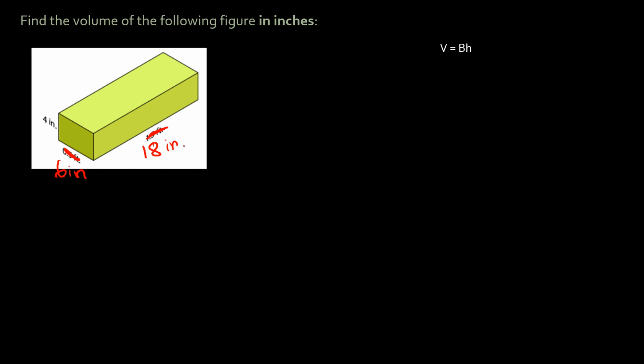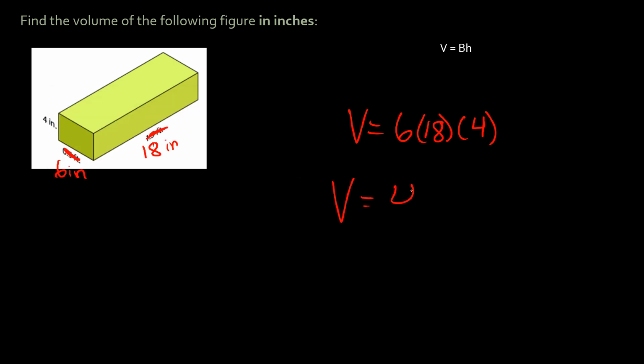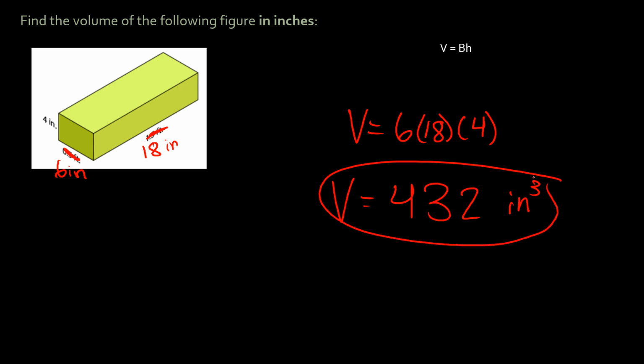Remember that B is the area of your base. Okay, area of any rectangle is just base times height. So I would do 6 times 18 times 4. I'm just multiplying all three of these numbers that I have together. So 6 times 18 times 4 gives me 432 inches cubed.